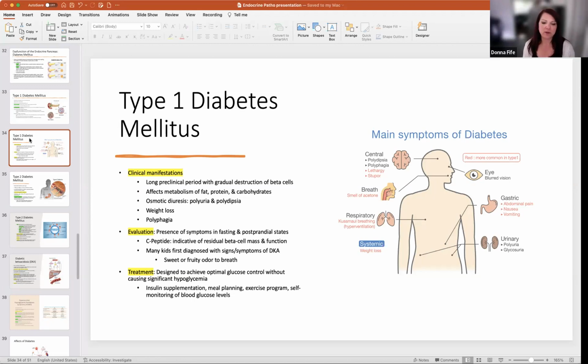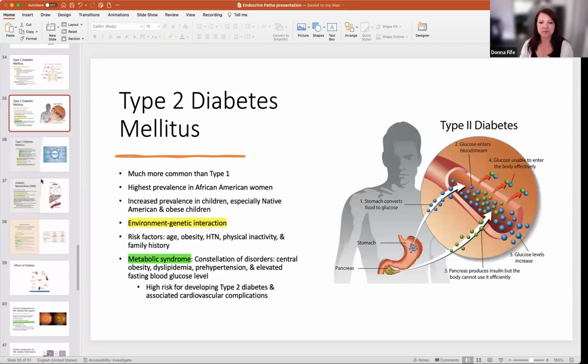There can be a sweet or fruity odor to the breath when they're in DKA. Treatment is designed to achieve optimal glucose control without causing significant hypoglycemia. Patients need insulin supplementation, meal planning, an exercise program, and self-monitoring of blood glucose levels. And here are the main symptoms listed on this chart.